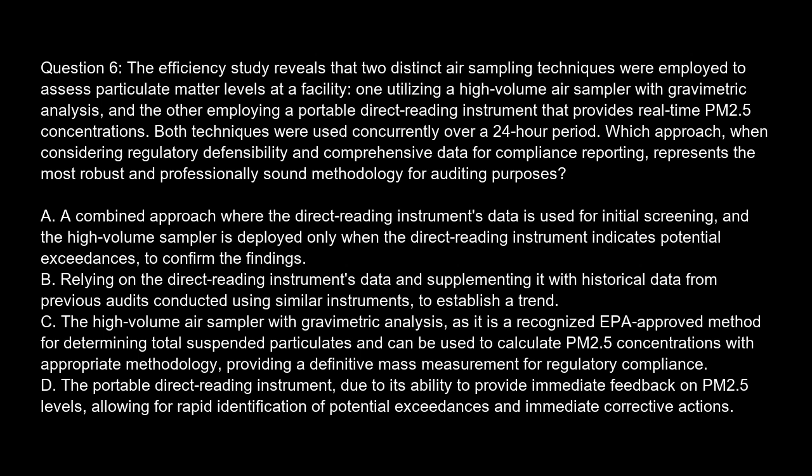Option C. The high-volume air sampler with gravimetric analysis, as it is a recognized EPA-approved method for determining total suspended particulates and can be used to calculate PM2.5 concentrations with appropriate methodology, providing a definitive mass measurement for regulatory compliance. Option D. The portable direct reading instrument, due to its ability to provide immediate feedback on PM2.5 levels, allowing for rapid identification of potential exceedances and immediate corrective actions.